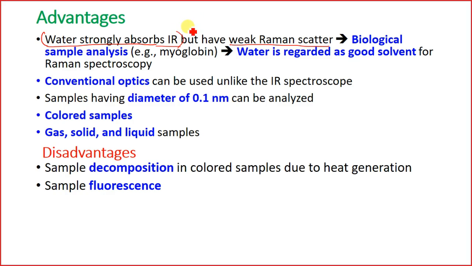If you look into our biological system, we have almost 70 to 80% of water in most of the cells, tissues, and proteins. So under those conditions, since water is present, you will not be able to use IR for the analysis. In such a case, Raman scattering or Raman spectroscopy can help in the analysis of biological samples. For example, we can go for the analysis of myoglobins.